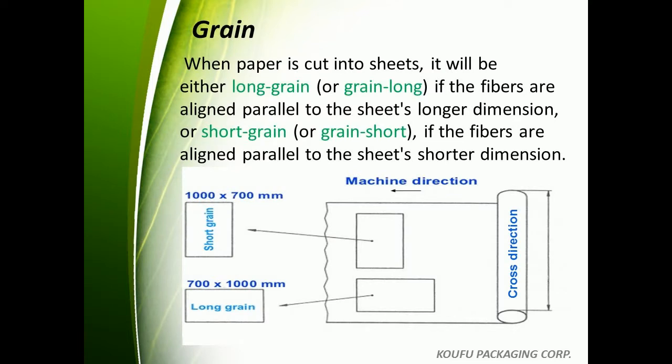When paper is cut into sheets, it will be either long grain or grain long if the fibers are aligned parallel to the sheet's longer dimension, or short grain or grain short if the fibers are aligned parallel to the sheet's shorter dimension.